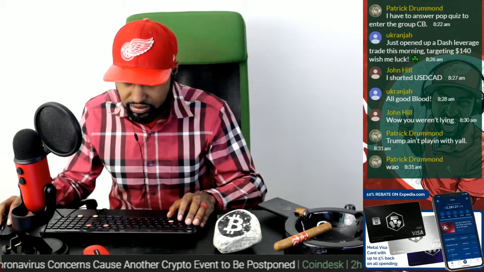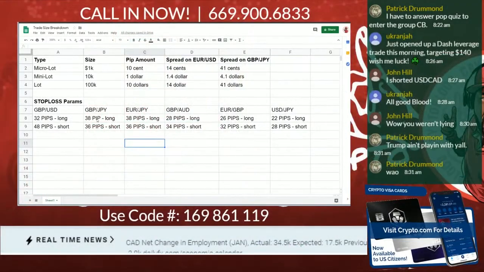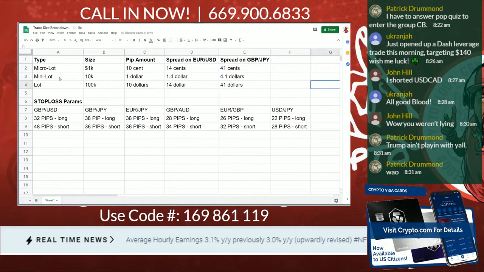Let's go ahead and do that. Let's look at this spreadsheet I created. So check this out, people. This spreadsheet here essentially breaks it down for you the easiest way it can be.